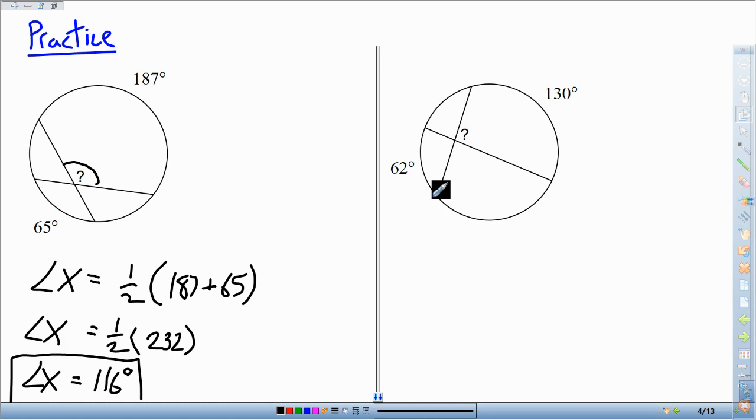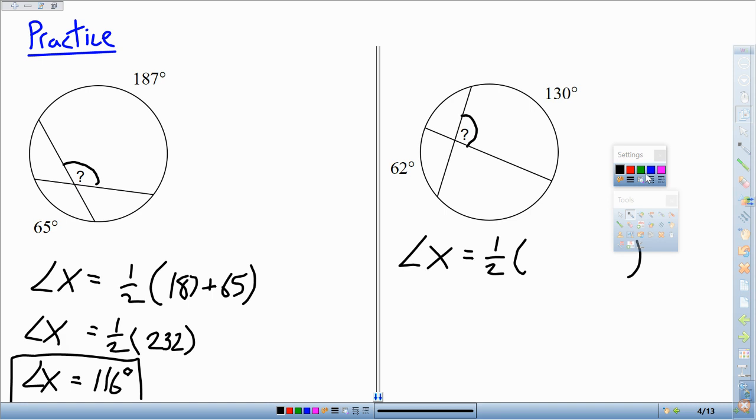Okay, let's take a look at this one. Same idea. There's my angle, always starting with the angle in the formula. It's my variable, equals 1/2 of the two arcs added together. Just one thing to always look for, make sure you're actually using the intercepted arcs. On these problems, that's all they're giving us, but that's not necessarily how these will always be.